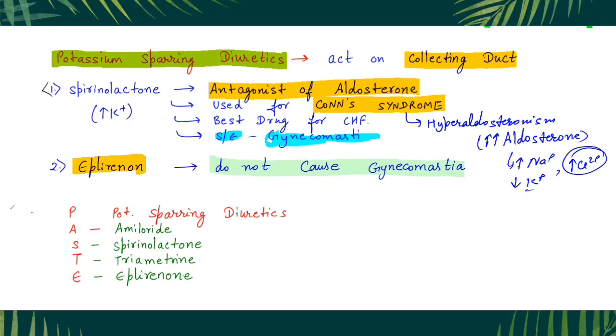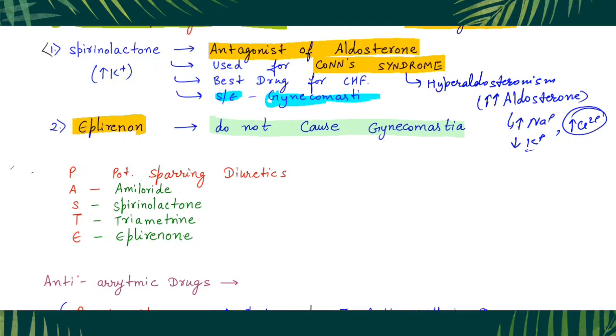Okay. Now remember the mnemonic for all the potassium sparing diuretics with the help of paste. In the morning, what do you use? Toothpaste. P4 for potassium sparing diuretics: amiloride, spironolactone, triamterene and eplerenone. So remember two more drugs, amiloride and triamterene. These are also potassium sparing diuretics.